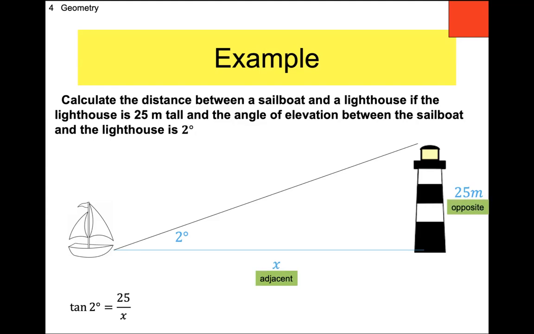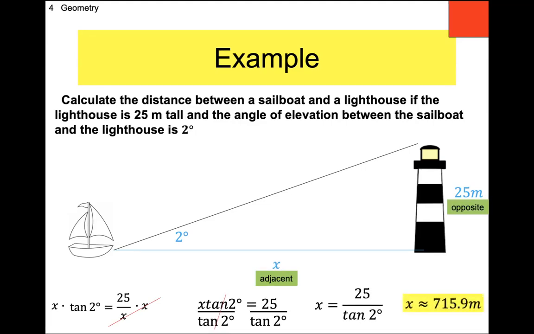If you know the pattern, you can immediately jump to the answer. If not, do a little bit of algebra. Multiply both sides by x. The x's cancel. Divide both sides by tan 2. Tan 2's would cancel on the left side, so x is equal to 25 divided by tan 2. And we're done. So 715. Now, the only thing I would say is, is it a reasonable answer? And so 715 meters away is reasonable.